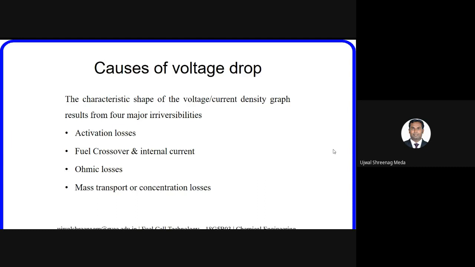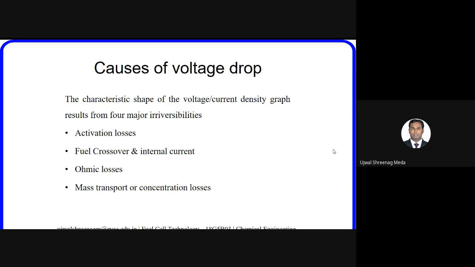For now, I will briefly speak about all these four losses, and after that, we shall discuss each of these losses in detail. So the first loss, activation losses, are the major part of the losses, especially in fuel cells that operate at low and medium temperatures. So the first type of loss, activation loss, is dominant in fuel cells that operate at low and medium temperature.